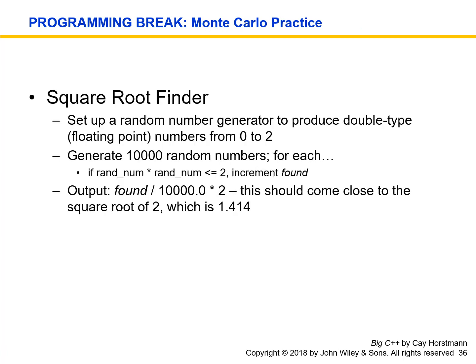A little bit more complicated challenge for those of you who are up to it is a Monte Carlo practice. You're going to set up a random number generator to produce double type floating point numbers from 0 to 2. Okay, instead of -1 to 1 like we did in the example just a moment ago, you're going to do the range from 0 to 2. You're going to generate, say, 10,000 random numbers, and for each, if random times random is less than or equal to 2, you're going to increment found. Okay, that is, if random number squared is equal to 2 or less, we're going to keep that result. And the output should be found, the number of hits, divided by 10,000 times 2, times the range from 0 to 2. And that should come close to the square root of 2, which is 1.414.